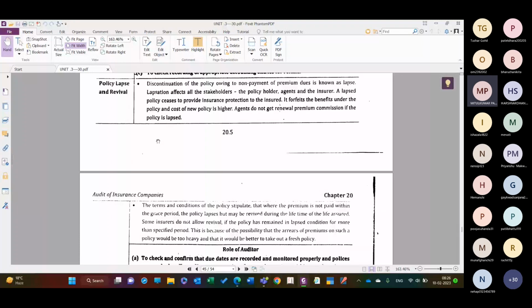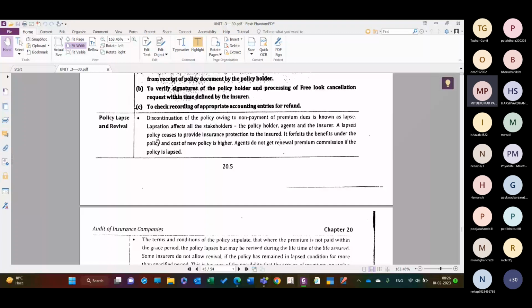Policy lapse and revival, है ना? So discontinuance of the policy owing to the non-payment of premium due is known as lapse. So if any insurance policy is in force and the policyholder fails to pay the premium on it, generally grace days are given, even if you missed out the due date. So once the grace period is also over, then that policy lapses.